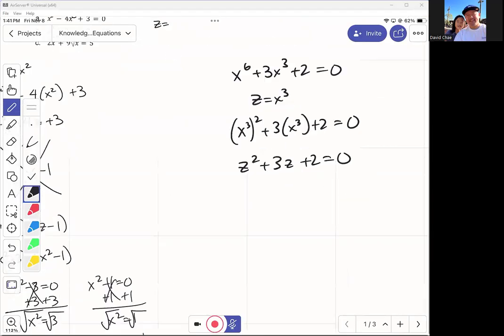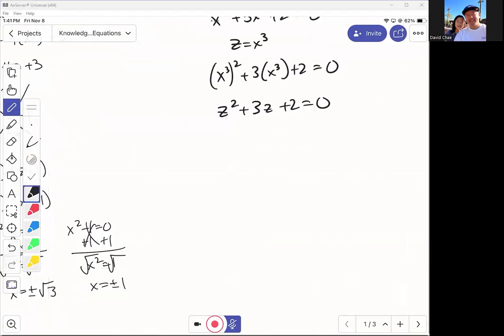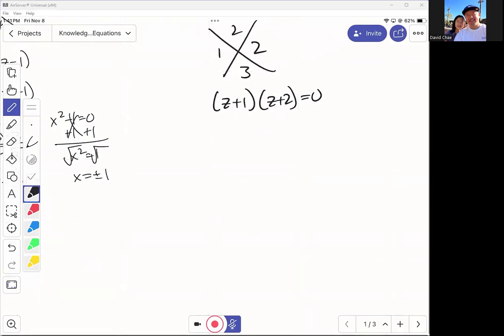If you did this correctly, if you factor it, it is 2 and 3. So it would be 1 and 2. So it'd be Z plus 1 and Z plus 2 equals 0. Then you convert the Z's into the x cubed. So it's x cubed plus 1 is equal to 0, and x cubed plus 2 is equal to 0. You guys see that? I replace the x cubed back into the Z, and then I'm solving it.